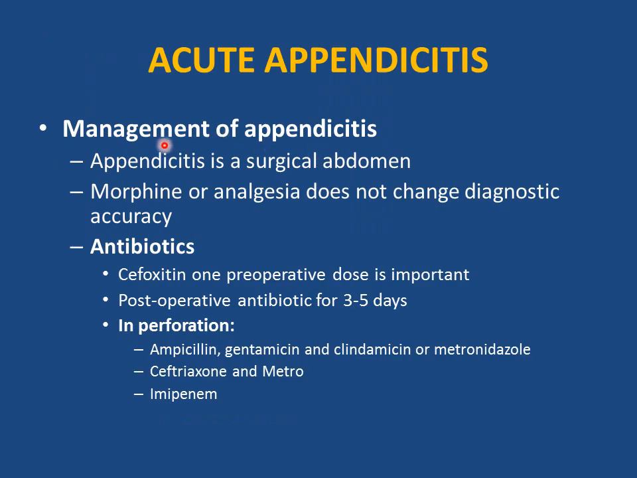Management of acute appendicitis. If you are presented with a classic case of acute appendicitis in the board exam, the next step is surgery, not investigation or imaging study or laboratory. So if they give you a classic presentation of appendicitis, the next step is surgery. Morphine and analgesia do not change the diagnostic accuracy. So do not leave your child in pain because you don't want to miss the diagnosis of appendicitis.